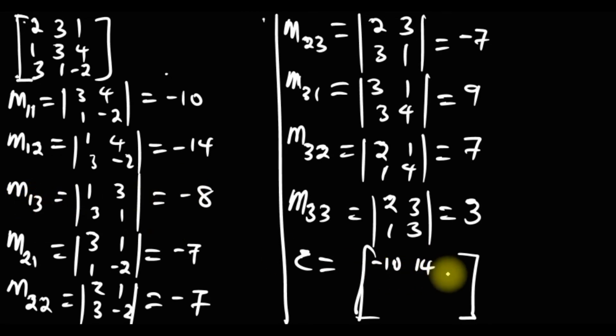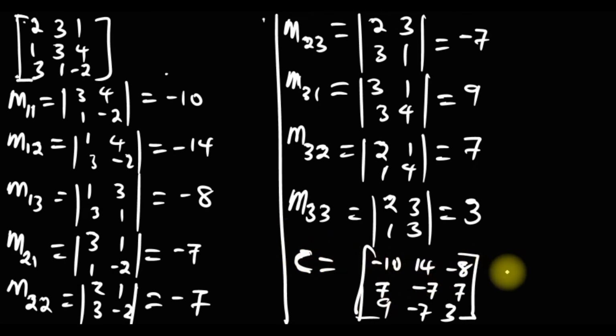This is even, so it remains the same. And this is odd, so this changes its sign. This is even, the same. This is odd, changes in sign, so positive. This is even, remains the same. This is odd, changes in sign. This is even. So this is my cofactor matrix.